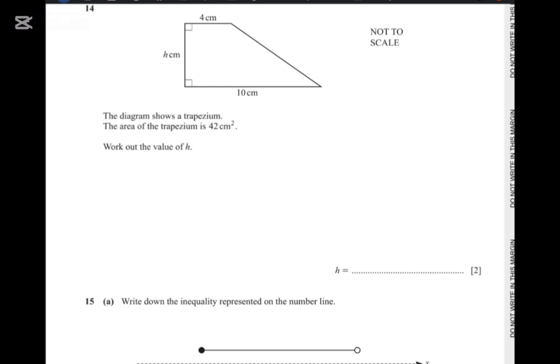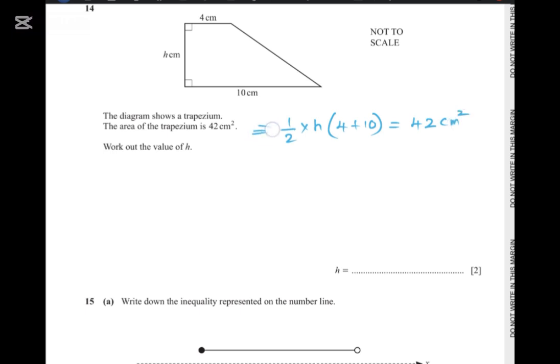Question number 14. The diagram shows the trapezium. The area of the trapezium is 42 centimeters square. Work out the value of height. We need to find the value of height. Use the formula here. Area of trapezium, half into height into sum of parallel sides is equal to the area given here.